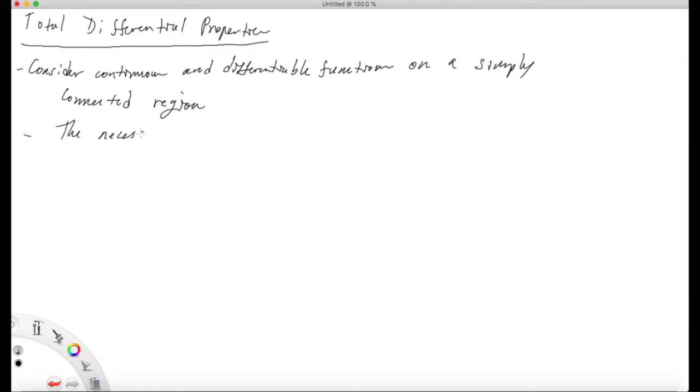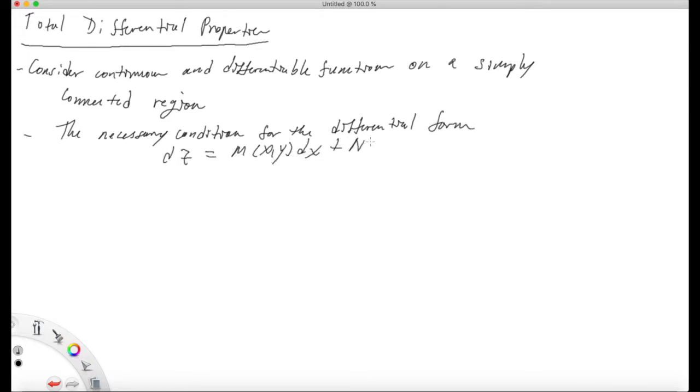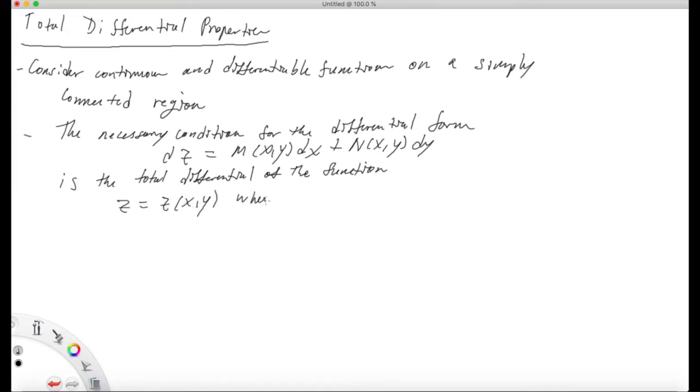So we're going to start with some properties of the total differential. We're going to consider continuous and differentiable functions on a simply connected region. The necessary condition for the differential form dz is equal to the function M, which is a function of x and y, dx, plus N, which is another function of x and y, dy. And this is a total differential of our function z, and z is a function of x and y.